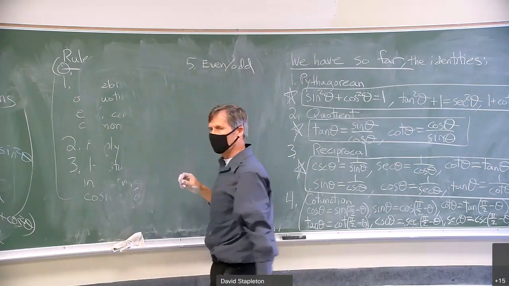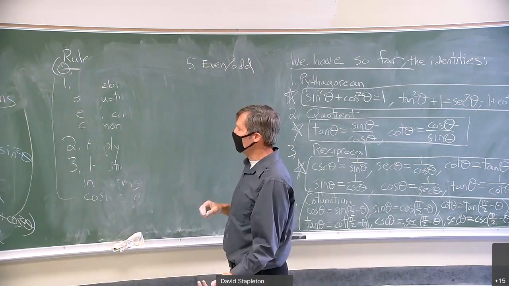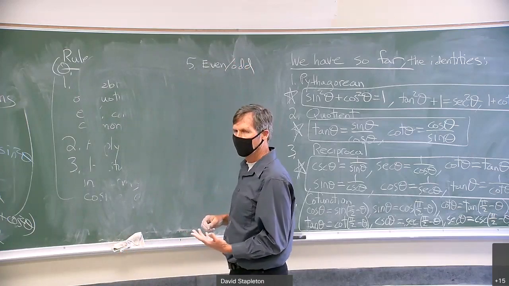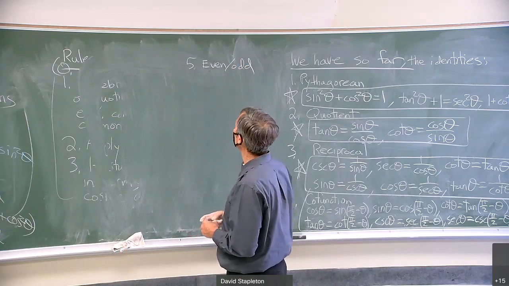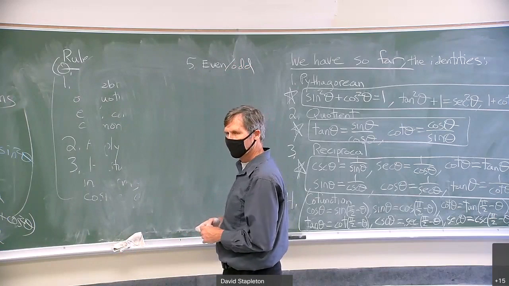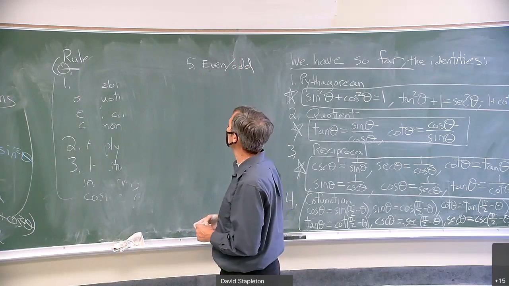Every trig function is either even or odd. Two of them are even and four of them are odd. What's a good way to keep track of which ones are even, which ones are odd? You can figure it out on the unit circle if you need to, but that's more work than you need. Anybody got a good rule that you like?